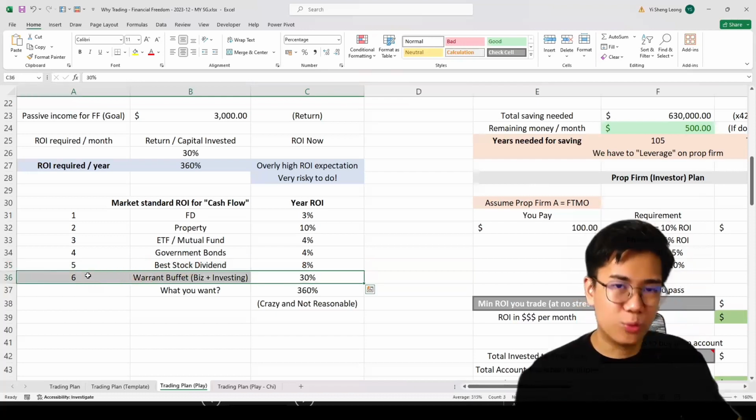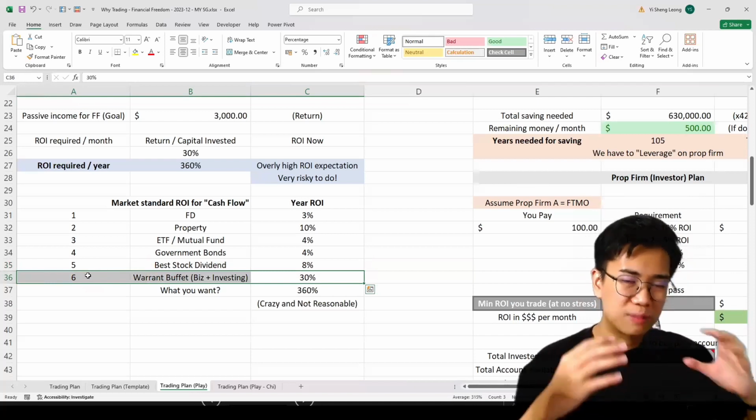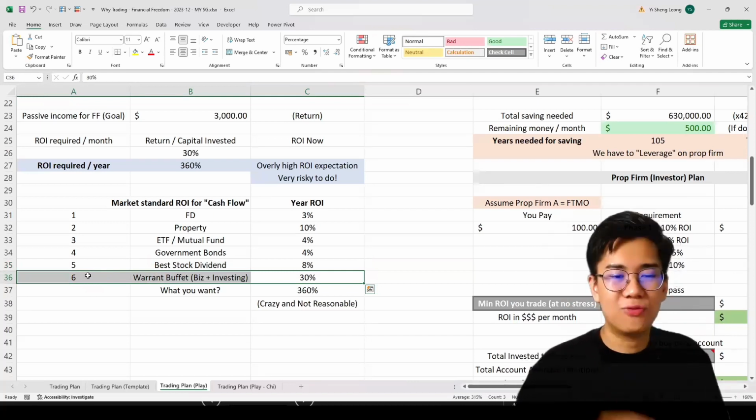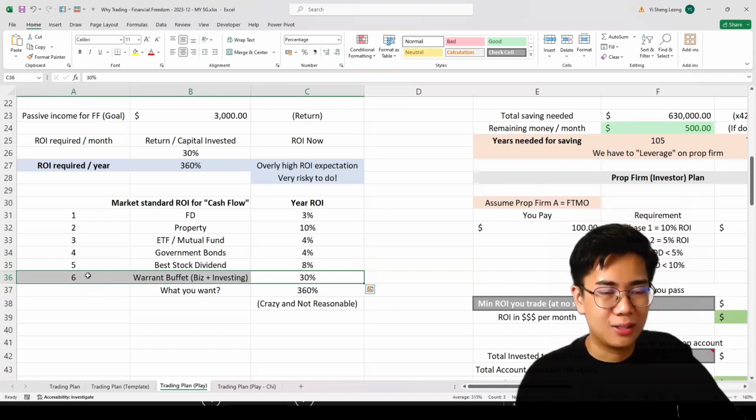You invest in the Warren Buffett company. Warren Buffett, the world's best investor in the world. He does the business, invests for you, and gets 30% ROI. Super good already. What do you want?